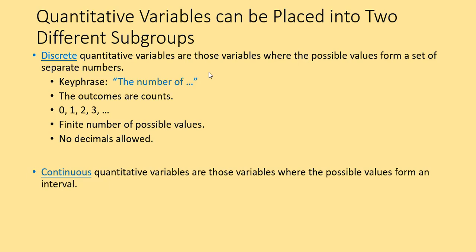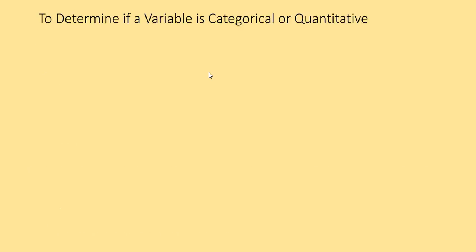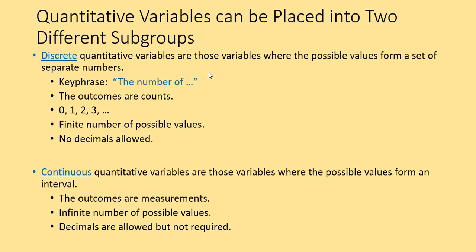Continuous quantity variables are those variables where the possible values form an interval. For example, I'm going to give you examples in a minute, but the outcomes are measurements, there's an infinite number of possible values, and decimals are allowed but not required. Okay, so let me go back and give you examples of some continuous.